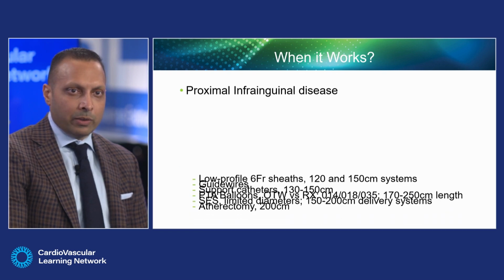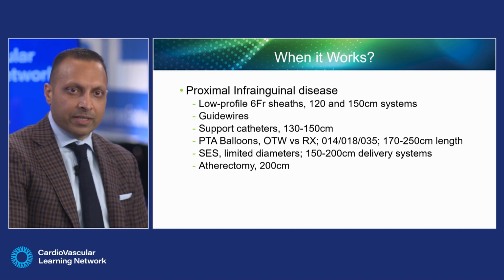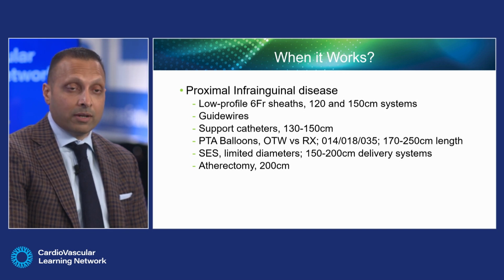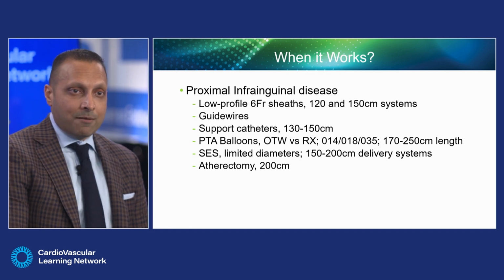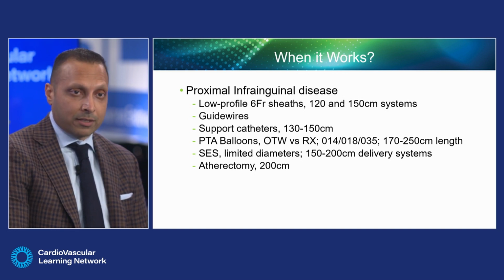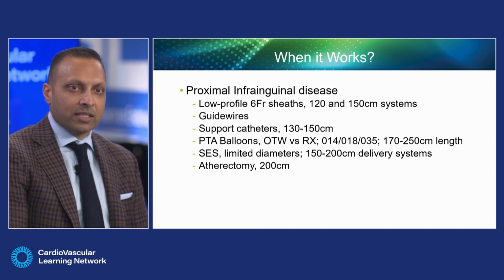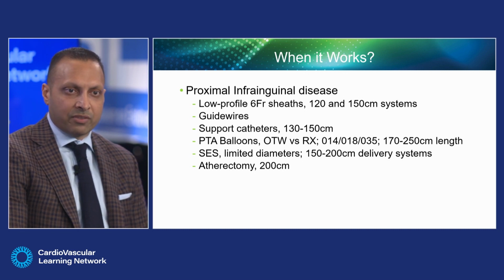As far as proximal infrainguinal disease, low profile sheaths have already been developed in 120 and 150 centimeter lengths. We have guide wires, and they come in varying lengths, and we obviously could need more depending on if you're looking for crossing guide wires, support guide wires, and hydrophilic guide wires of the appropriate lengths to go from transradial down to the pedal access. Support catheters of appropriate length, and then angioplasty balloons that are either over the wire or rapid exchange, as well as self-expanding stents. These are the things that we currently need in the market, some of which we already have come early to bear, and we'll show some case examples to follow.